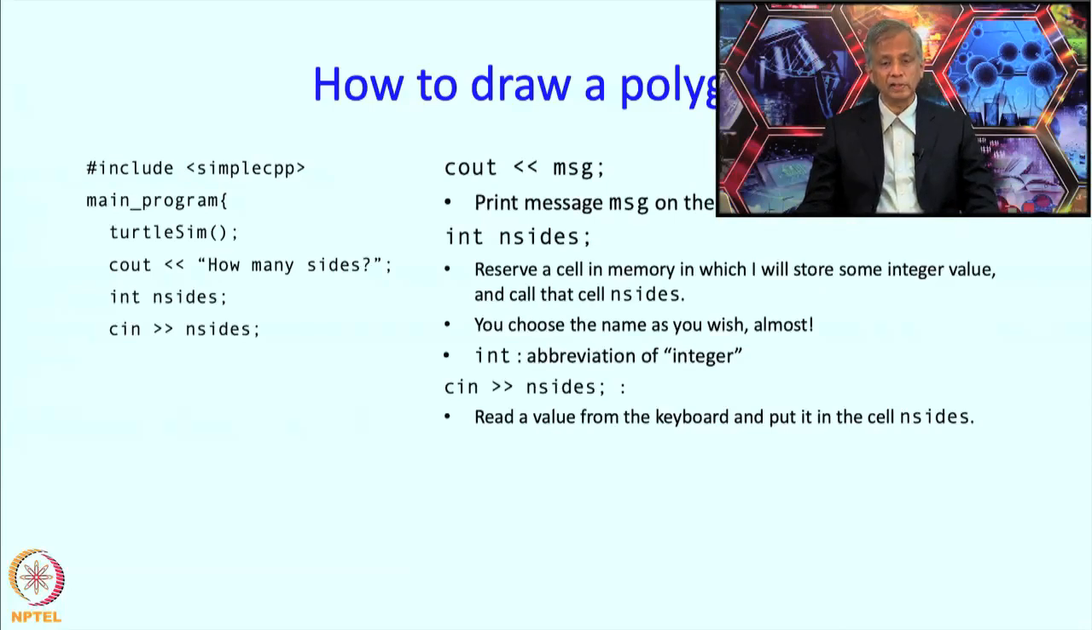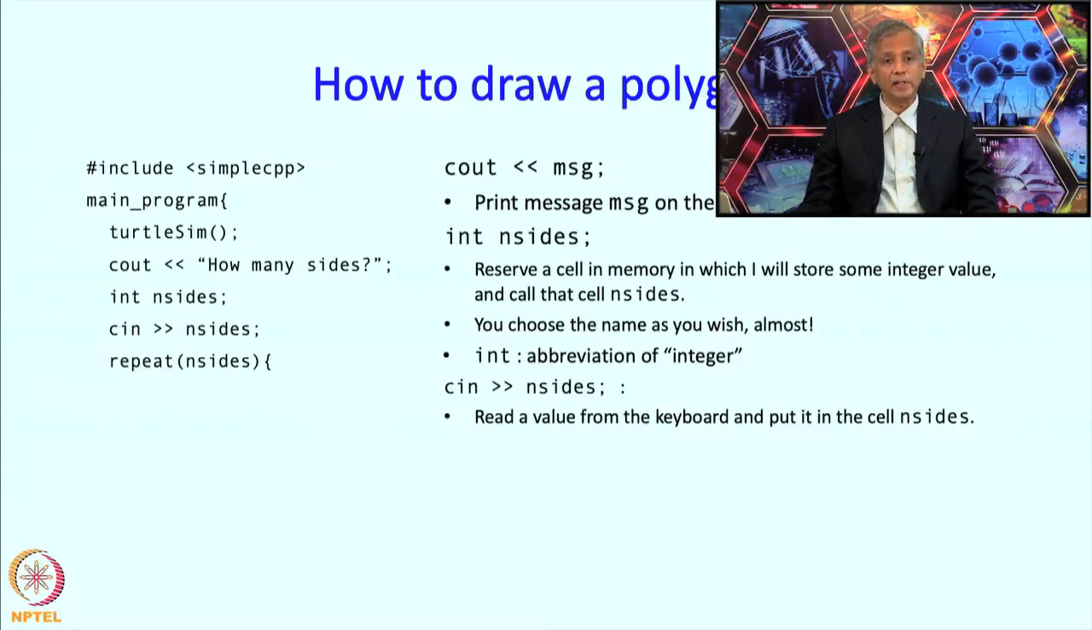So this value, whatever is typed, let's say the user types 10, that value 10 will come into the computer, and the cin statement will throw it into the cell insights which you just reserved. So think of the greater than as arrows, and think of cin as representing the keyboard. This statement causes a value to flow from the keyboard to the cell in memory called insights. Of course, this statement will cause the program to wait until you actually do the typing. If you don't type, then the program will just wait. Okay, so you should type.